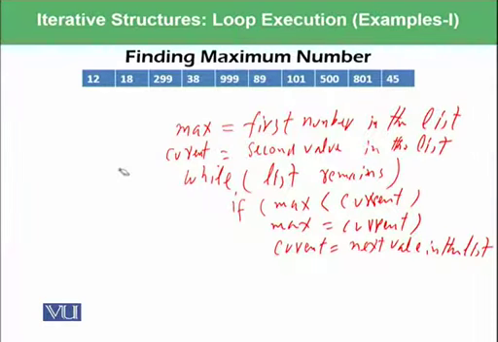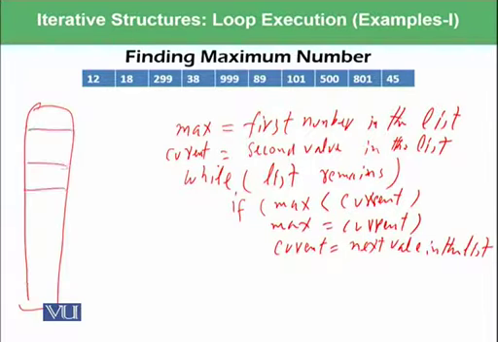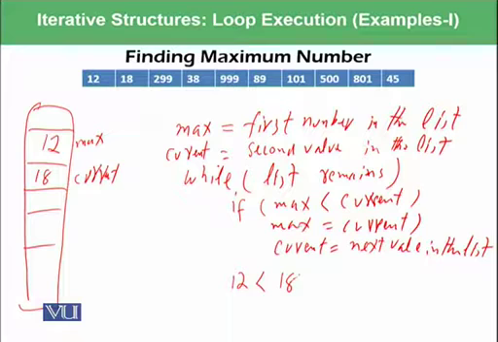So we have a RAM over here. Max has initially 12 and current has initially 18. So while list remains, yes, the list remains. If max is less than current, so 12 is less than 18, the condition is true. So current is assigned to max, and max becomes 18. And current is pointing to the next value, so current is now pointing to 299.